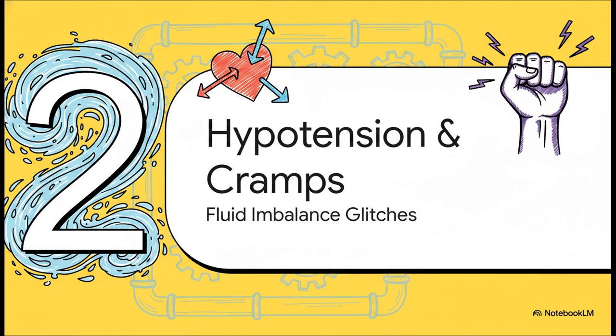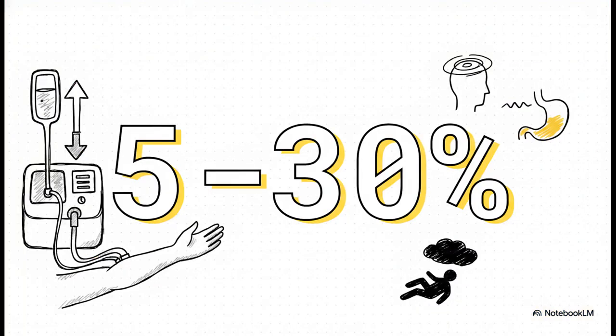Which brings us to Section 2, intradialytic hypotension and cramps, the fluid imbalance glitches. Intradialytic hypotension, which is a sudden, dangerous crash in blood pressure, is wildly common. We're talking 5 to 30% of all dialysis treatments. It happens primarily when the machine's ultrafiltration rate outpaces the patient's vascular refill rate. Essentially, we are draining the pipes faster than the body's tissues can refill them, and that leads to severe lightheadedness, nausea, and sometimes the patient just completely loses consciousness.